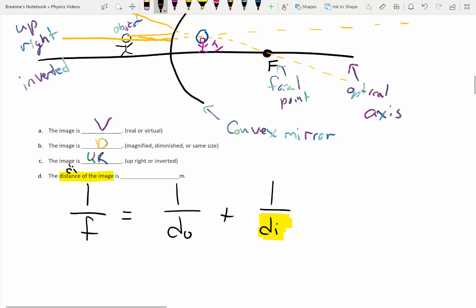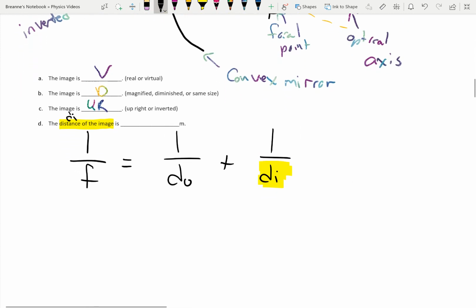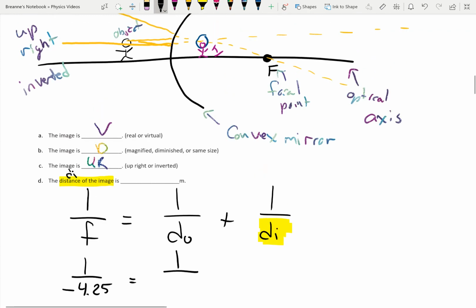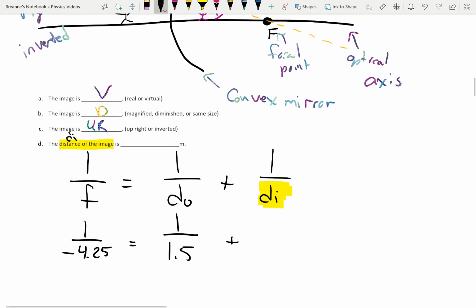Now we have our focal point. Our focal point is 4.25. I'm going to give you a hint. It's a negative because you're on the virtual side. Anytime your focal point is on the virtual side, your focal point becomes negative. So it'd be negative 4.25 equals your distance, which is 1.5, plus, and you're looking for your di.